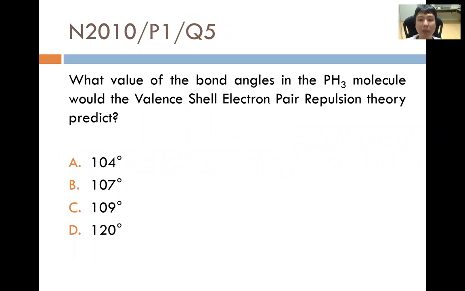Okay, November 2010, paper 1, question 5. What value of the bond angles in the PH3 molecule would the VSEPR theory predict? So phosphorus is in group 5. So there are actually 4 electron domains around this phosphorus atom, giving a basic shape of tetrahedral. However, one of them is invisible to the overall shape of the molecule. So the shape of this molecule is trigonal pyramidal. Trigonal because there are 3 groups around the phosphorus, and then it's in a pyramidal shape. So the bond angle should be 109.5, but again, it's compressed by the lone pair bond pair repulsion. So it'll be smaller than 109.5 degrees, on the order of about 107 degrees, option B.